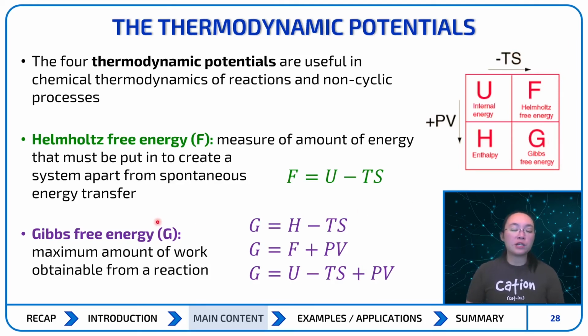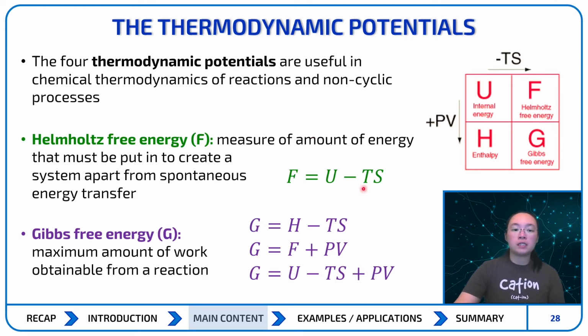And Gibbs free energy is quite important and something that a lot of chemists and biochemists and scientists use to study chemical reactions. Gibbs free energy, G, is the maximum amount of work that can be obtained from a reaction. If we want the maximum amount of work that can be obtained from a reaction, we really need to have all of these combined into one.